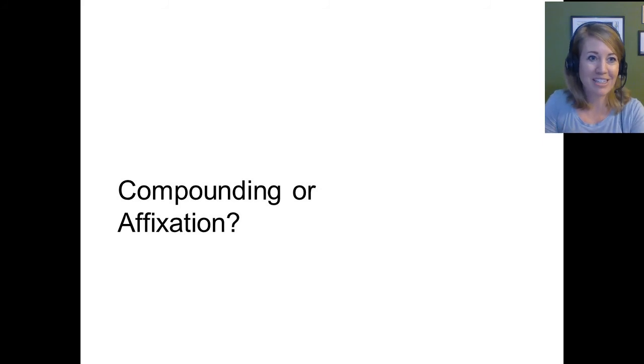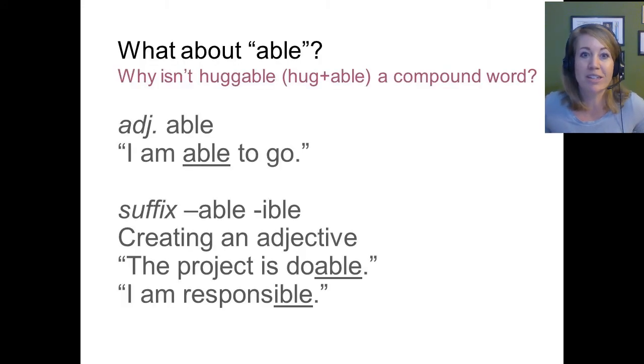Some of you are thinking this, especially when I gave one of my earlier examples. What's the difference between compounding and affixation, right? And so I'll use this word to illustrate that. What about able? Why isn't huggable a compound word, right? Because we all know able is a word. It's an adjective, it's in the dictionary. I am able to go. I can use it as a free morpheme. So why am I saying that it's a bound morpheme when it's attached to these other words and it's not compounding? So if you remember, compounding is when you take two full words in English and put them together, like tree house or high chair.